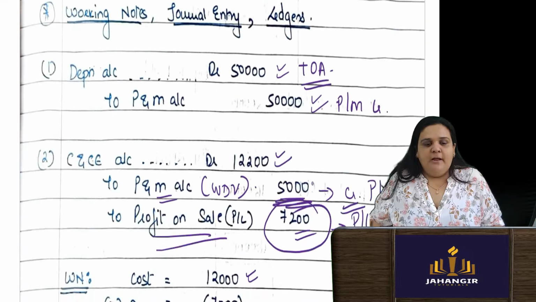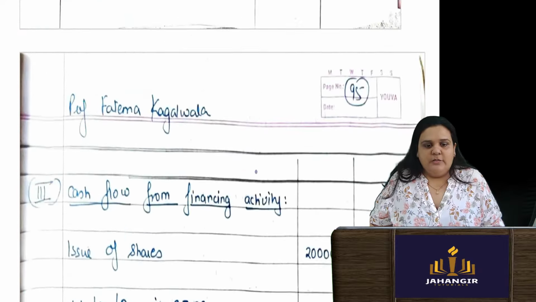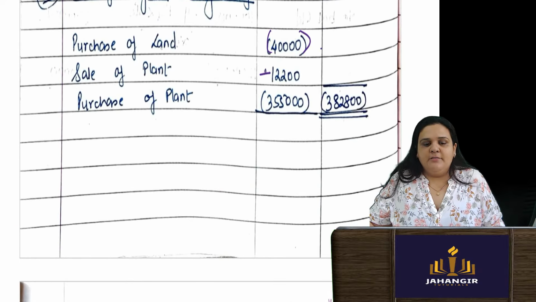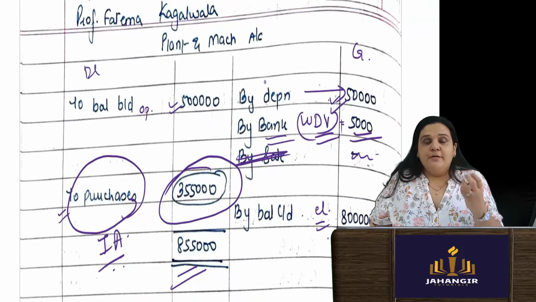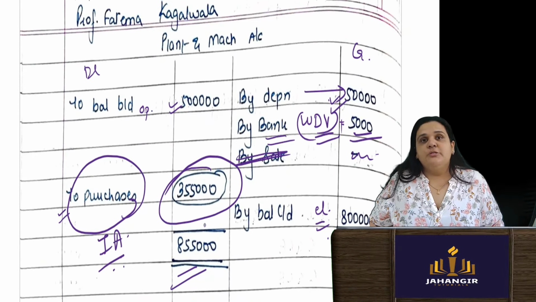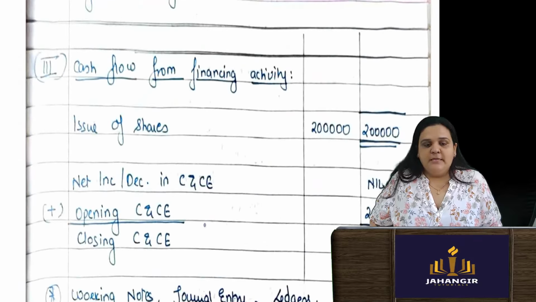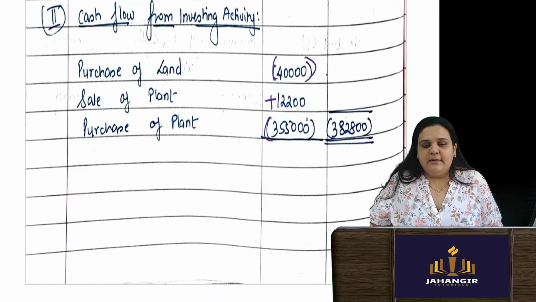In sale of plant, I have received money, 12,200. That will come as sale of plant, positive. And my ledger shows me that I have made more purchases of plant, which amounts to 3,55,000. If I am purchasing, it will be in the negative sign. It is going out.